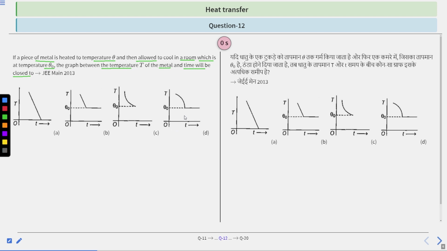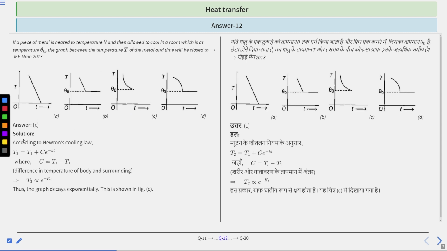Let's find a solution. According to Newton's cooling law, T2 is equal to T1 plus C e to the power minus kt, where C is equal to T final minus T initial. Clear? So this is the difference in the temperature of the body and surroundings. So we can say T2 is directly proportional to e to the power minus kt.